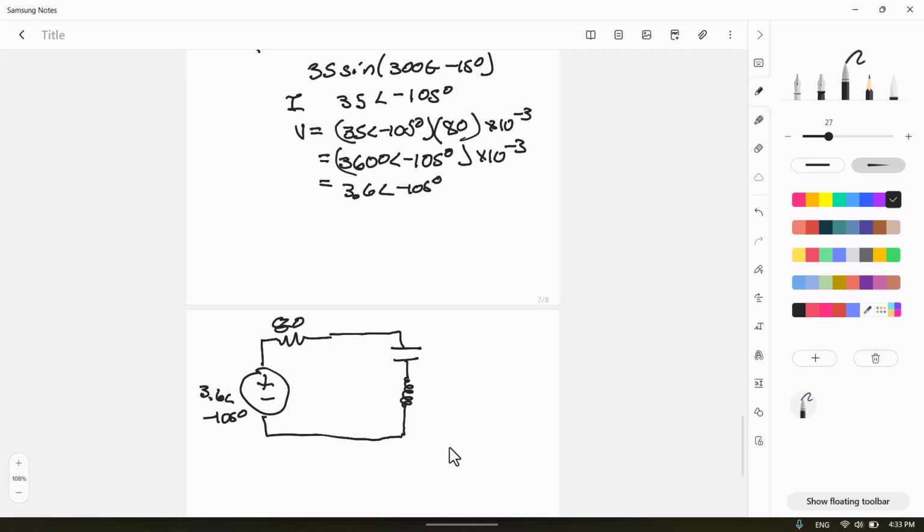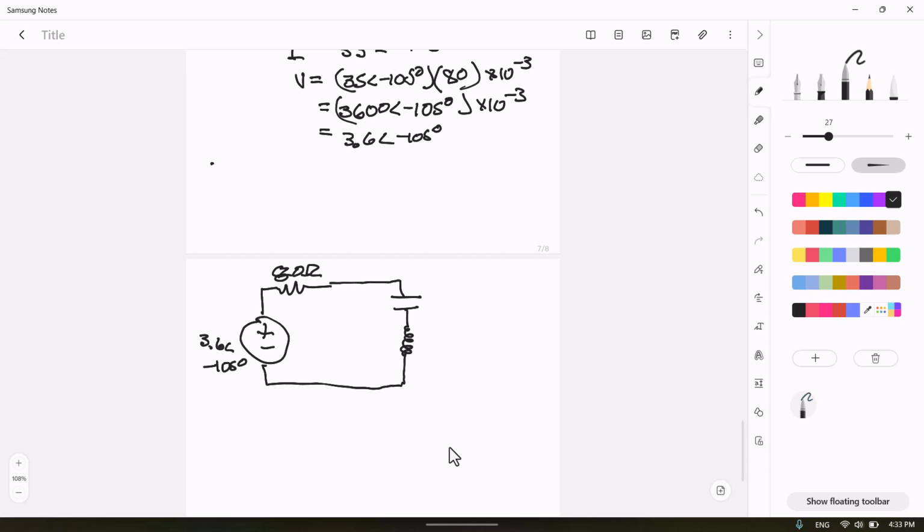This was 80 ohms. Okay, and our inductor is j omega L. So now we're like, hey, what's omega? That's 300t. Omega is 300. So this is j times 300 times 15 times 10 to the negative 3, because it was millihenries. Can someone do 300 times 15 times 10 to the negative 3? Let's see, I think it's 4.5 or 45. 0.45. j4.5. So this is j4.5.